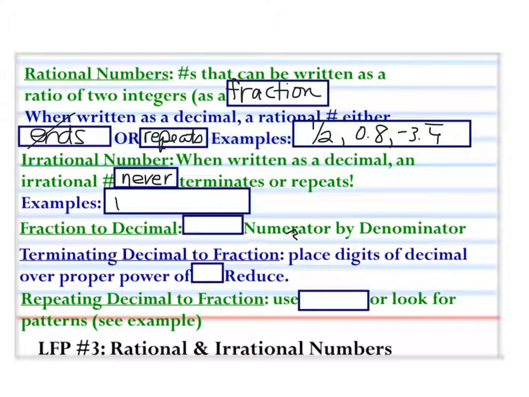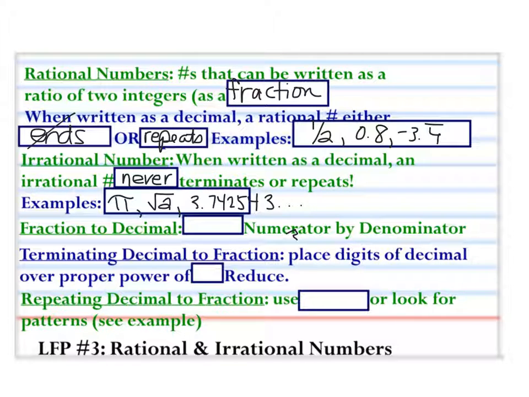So examples are pi, that keeps going on forever. Square root of 2, when you write that as a decimal, it just goes on and on. 3.742542, going on and on with not a repeating pattern.